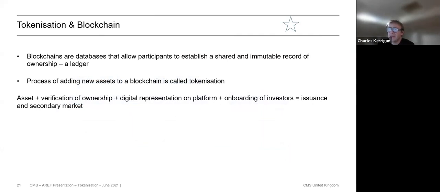So here is our definition. Tokenization has a history coming out of blockchain technologies and references the process of adding a new asset to a blockchain. The timeline for that is identifying the asset, verifying ownership of the asset, creating a digital representation of that asset that can sit on a platform, and onboarding of investors. That gives rise to the benefits that Claus describes in terms of efficiency, we'd say broadly, and also the ability to bring liquidity to private markets, so adding secondary markets that will benefit liquidity. Next slide.